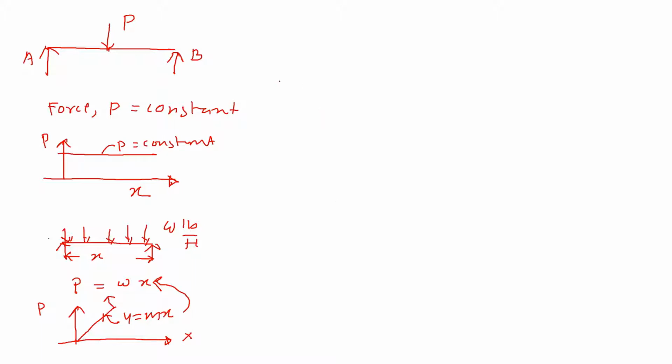Now if we see what happens to moment, we know that moment is equal to force times distance. Moment is force times distance. So in this case, moment is equal to force, which is P, and then distance, let's say x.